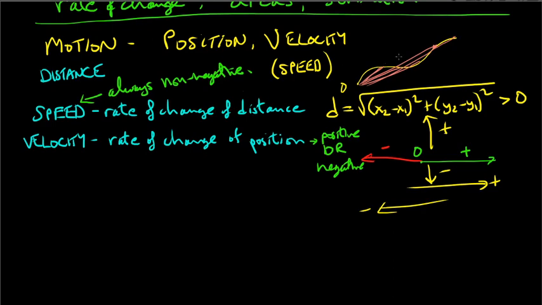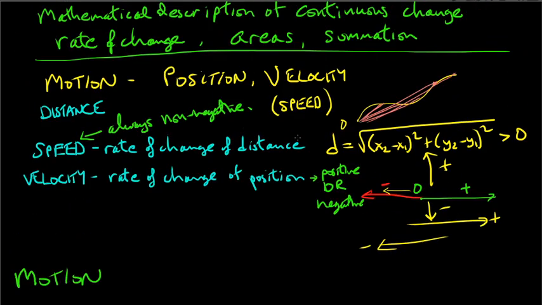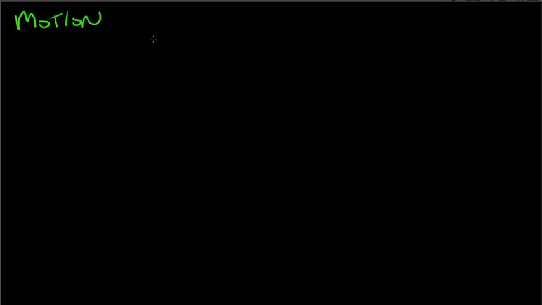So even if you're going backwards, the distance you're traveling is still positive. So I hope that helps. But getting back to this idea of motion, which is essentially things moving, changing position, I want to get into something that I'll mention again in the next video, and that's this idea of Zeno's paradox.